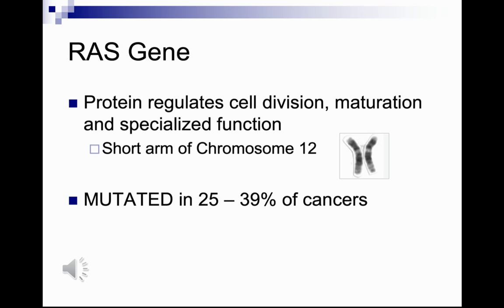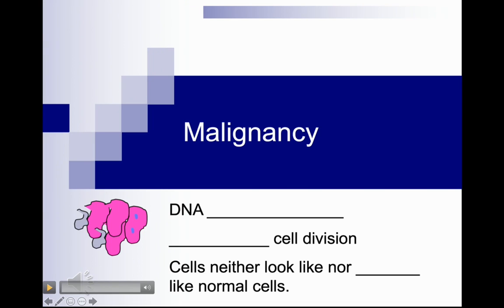There is a gene called the Ras gene, the RAS gene. It's a protein that regulates cell division, maturation or growth, and specialized function. It's found on the short arm of chromosome 12. This gene is mutated in 25 to 39% of cancers. So there's a problem with cell division, growth, maturation, specialized function. Cancer is thought of as a genetic disorder because the genes mutate. Malignancy is the result of DNA mutation, uncontrolled cell division. Cells neither look like nor perform or function like normal cells.